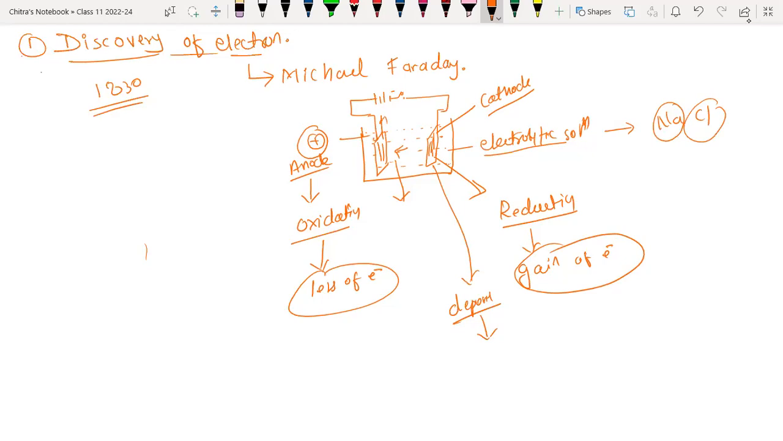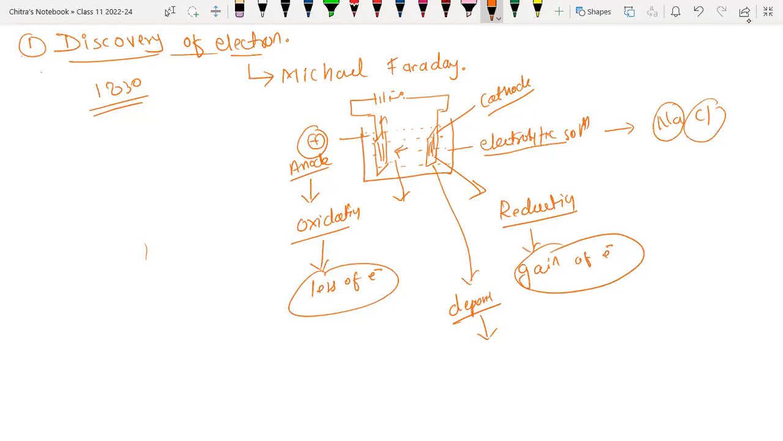So Michael Faraday formulated that there are some particles which are responsible for carrying charges from one place to another. They are negatively charged particles. Hence, he predicted that negatively charged particles are present in matter, in the atom, which are responsible for carrying charge from one place to another. So here it was only predicted by Michael Faraday, it was not confirmed.